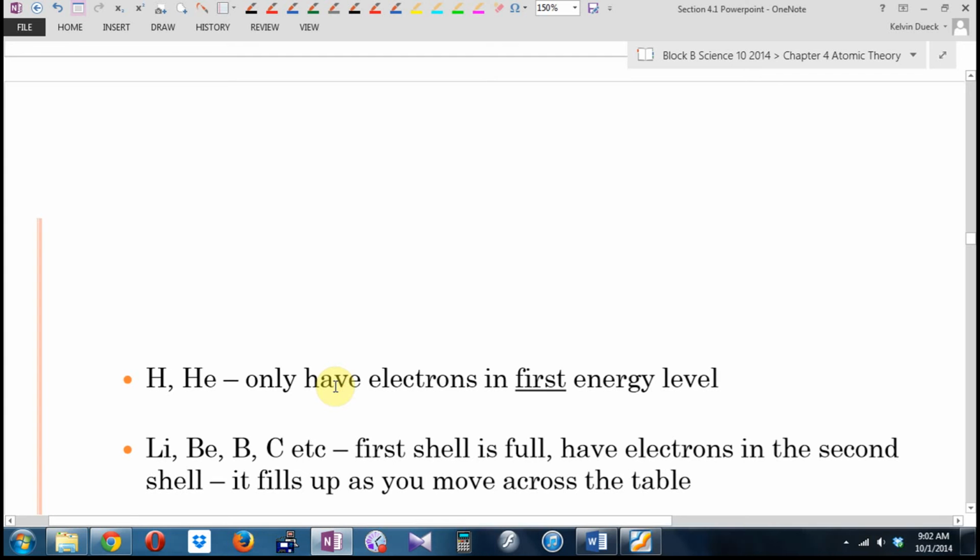Lithium, beryllium, boron, carbon, etc. First shell is full, 1, 2. They have electrons in the second shell, the second level. And as you move right across the table, you just add one more electron. So lithium has 1 electron in its outer shell. Beryllium has 2 electrons. Boron has 3, etc.